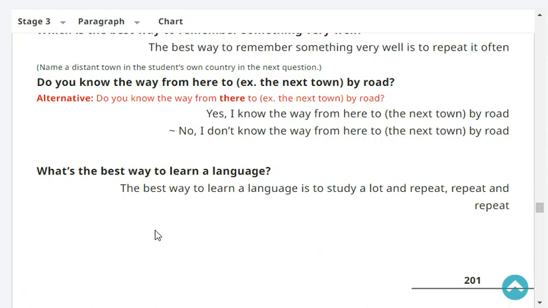Do you know the way from here to Tokyo by road? Yes or no? Yes, I know the way from here to Tokyo by road. Very good.